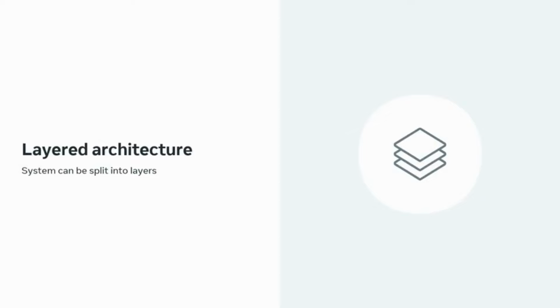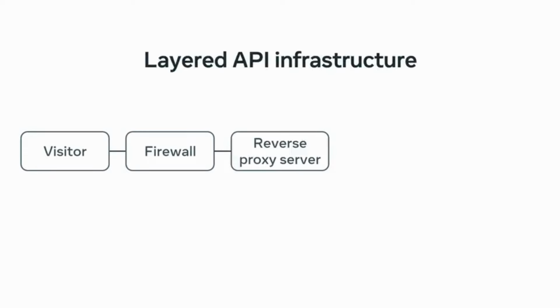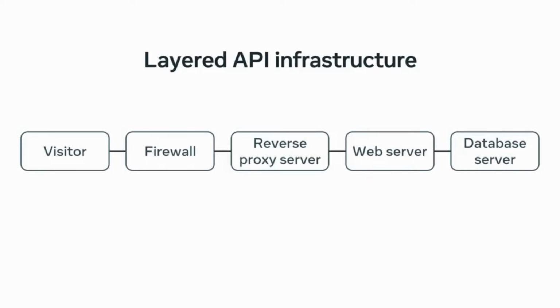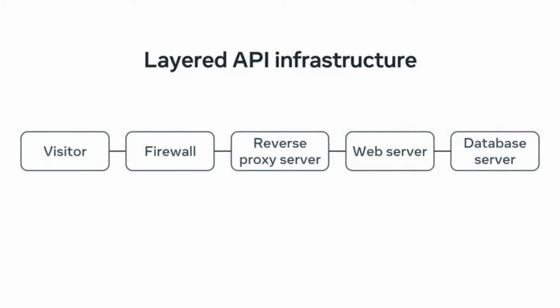Let's explore a typical HTTP request flow in a layered API infrastructure. A visitor sends a request to your domain, which goes to the firewall first. From there, it goes to a reverse proxy server that sits in front of your web server. The reverse proxy server transfers the call to one of your web servers. Then the web server connects to the database servers. The database server prepares the response and sends it back to the reverse proxy, which finally sends it back to the visitor who made that request.